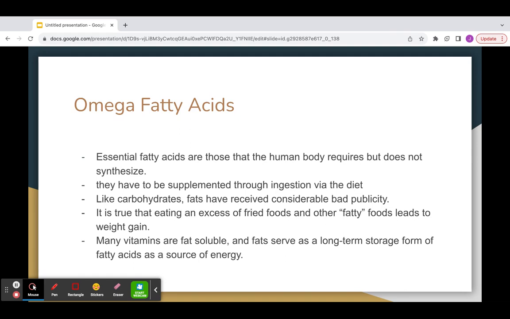Like carbohydrates, fats have received considerable bad publicity because of what people think of them. It is true that eating an excess of fried foods and other fatty foods leads to weight gain, but many vitamins are fat soluble, and fats serve as a long term storage form of fatty acids as a source of energy.